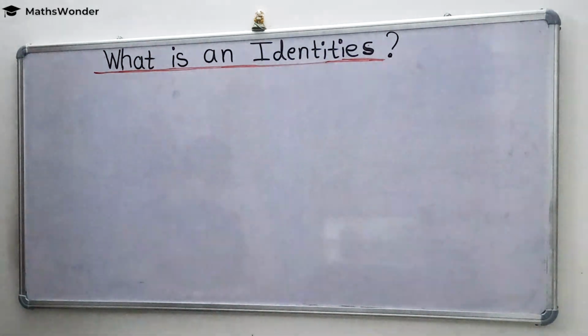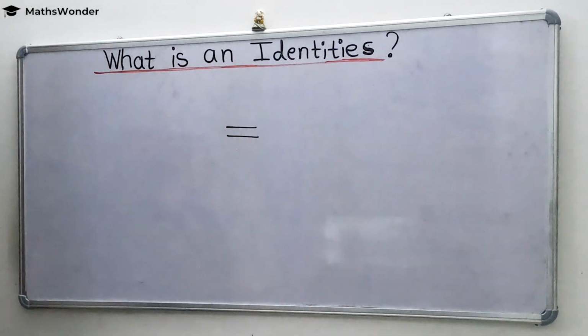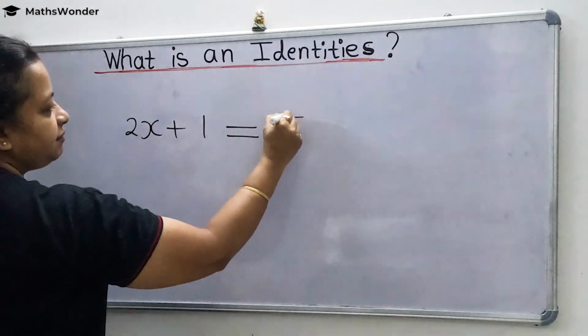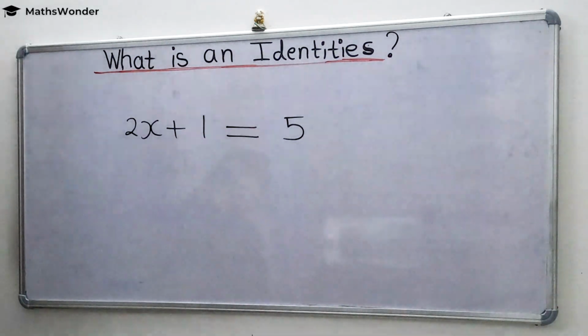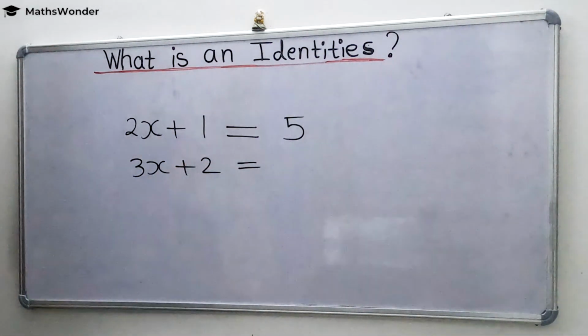Remember we have learned linear equations, where we can take any linear equation. Suppose 2x plus 1 is 5, right? This is a linear equation. In this linear equation we have an equality sign. For example, I am taking one more example: 3x plus 2 is equal to 11, right?